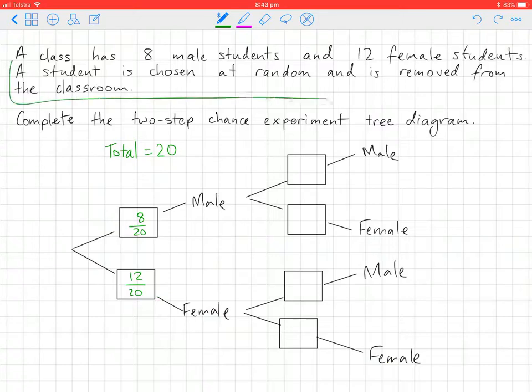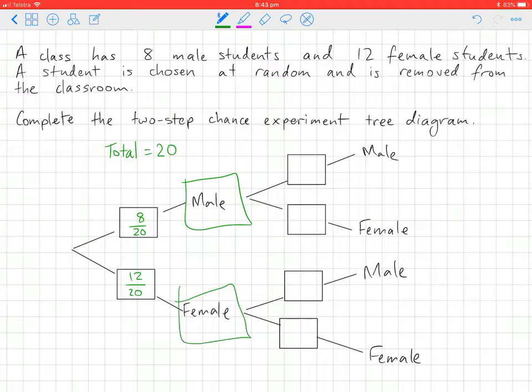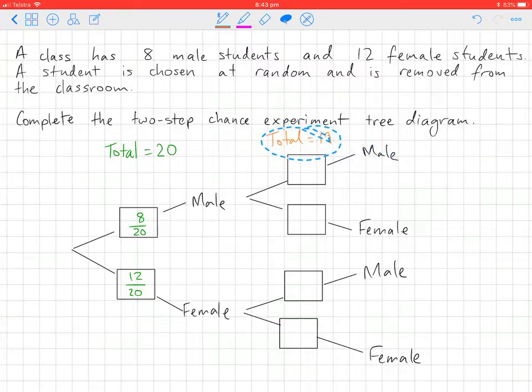Upon reading this second part here, it says a student is chosen at random and is removed from the classroom. So if you think about it, initially we have 20 students in total. That means that after we make a selection of either a male or a female, the total number of students left in the classroom will be 19 now. So the total in the second half will be 19. This second half I'm talking about would be in this column here. So all of these will be out of 19.